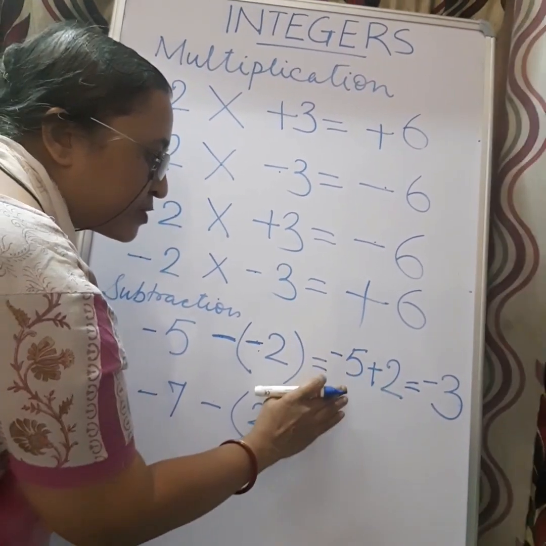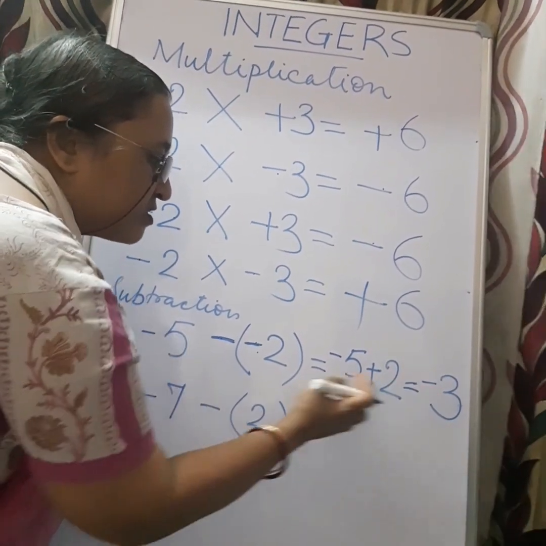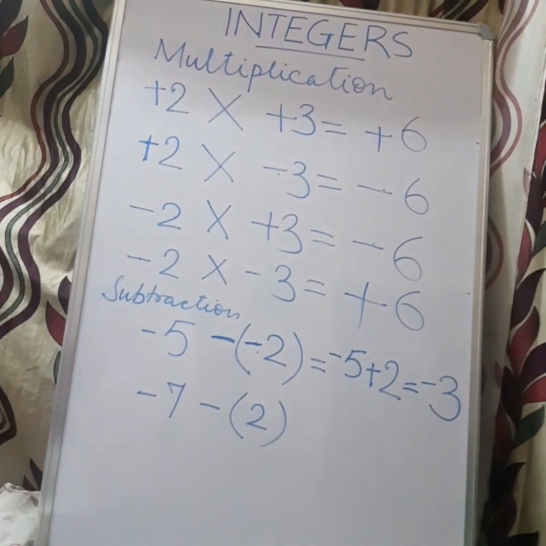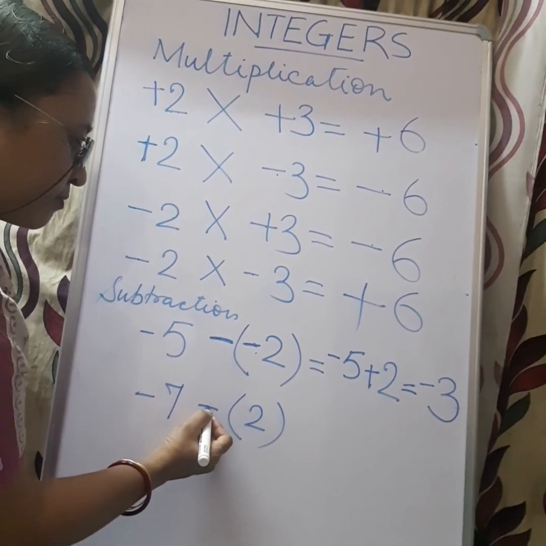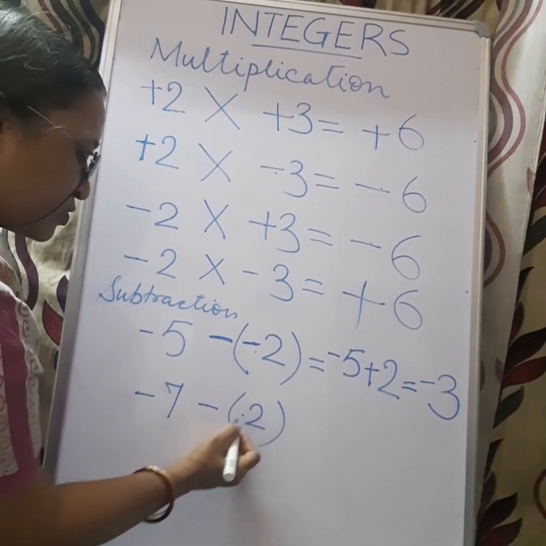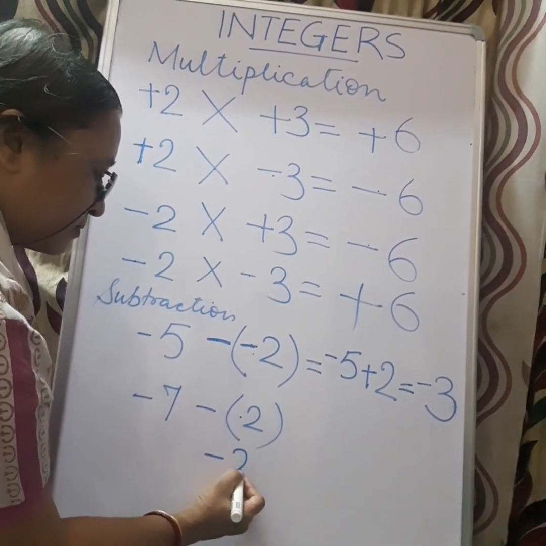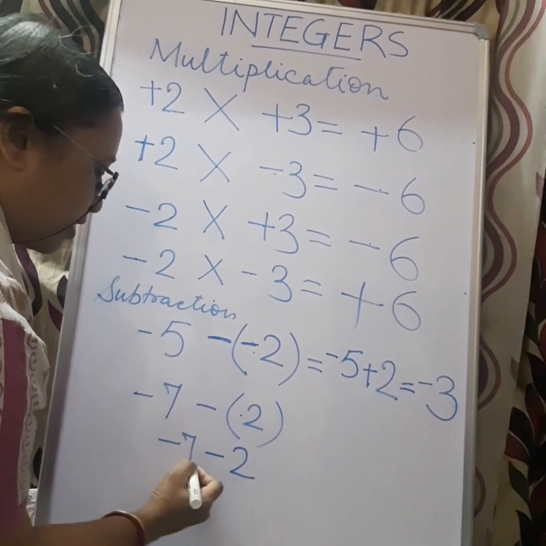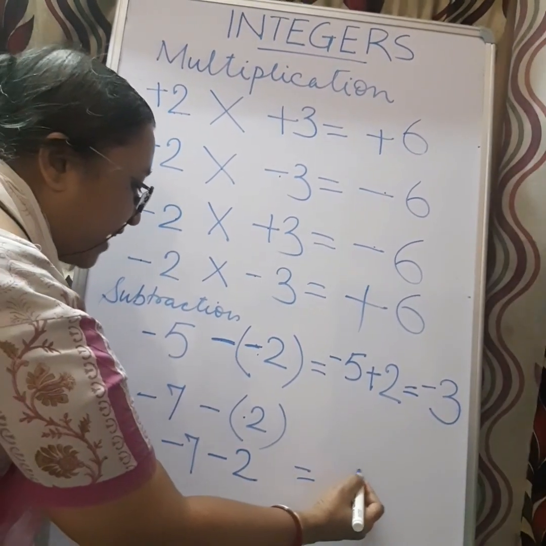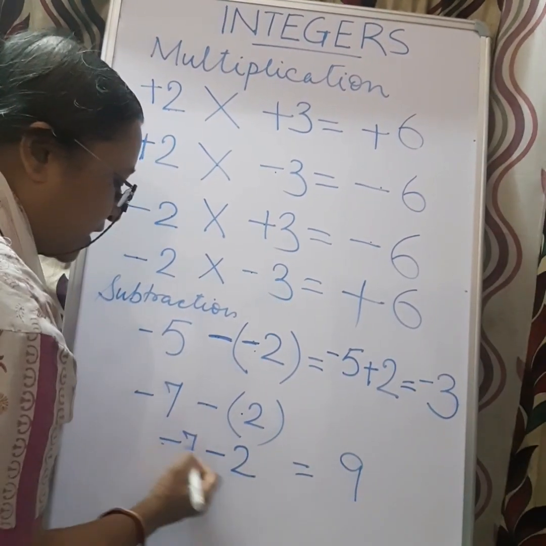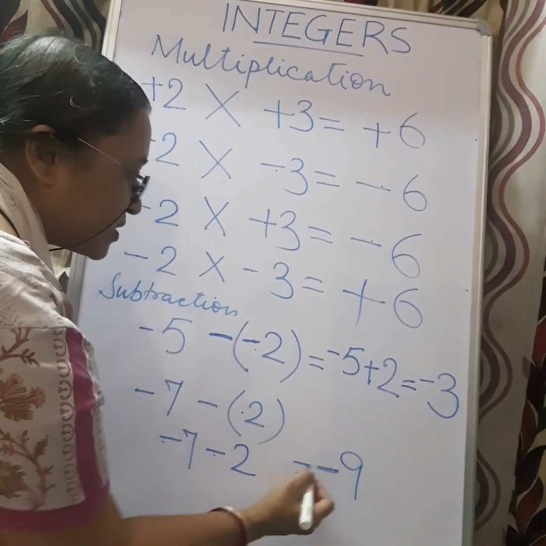Unlike signs, we are subtracting and placing the sign of the greater number. Here minus plus. So this will remain minus 2. So minus 7 and minus 2. These are like signs. We are adding 7 plus 2, 9, and the common sign we are placing.